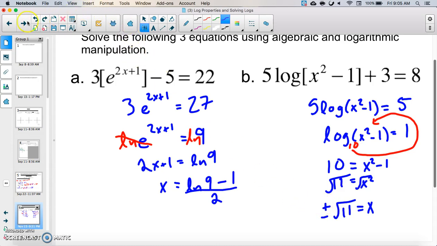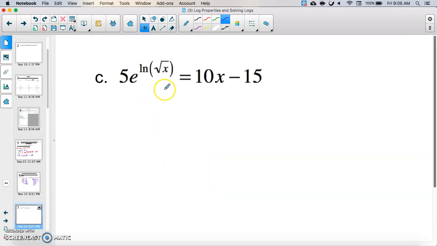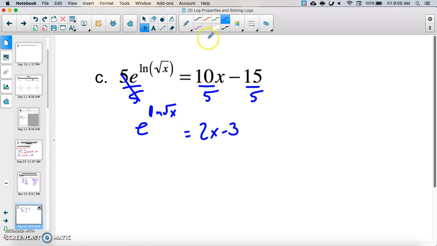Good. So last one in this section. Once again, we would start with dividing by 5. So make sure when you divide by 5, you divide every single part by 5. Don't just do the first part. So we're left with e to the natural log of root x equals 2x minus 3.